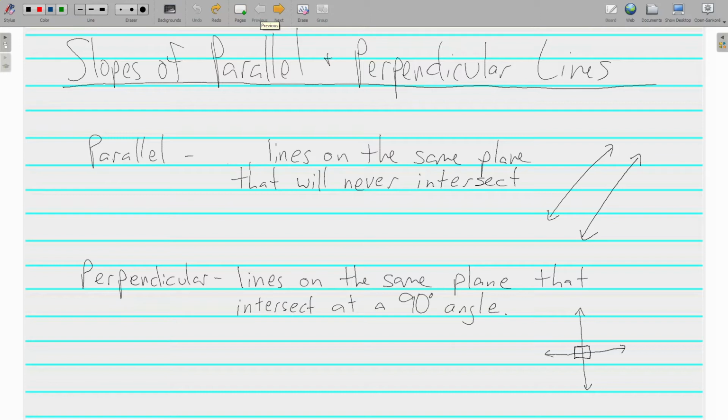the same plane that will never intersect. The corresponding points on each line are always the same distance away from each other. They will never cross each other.